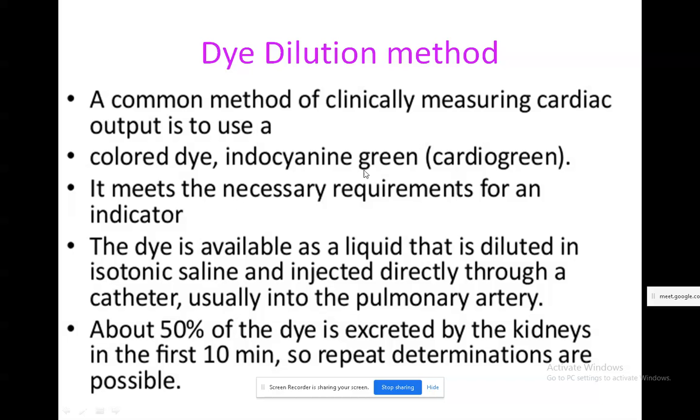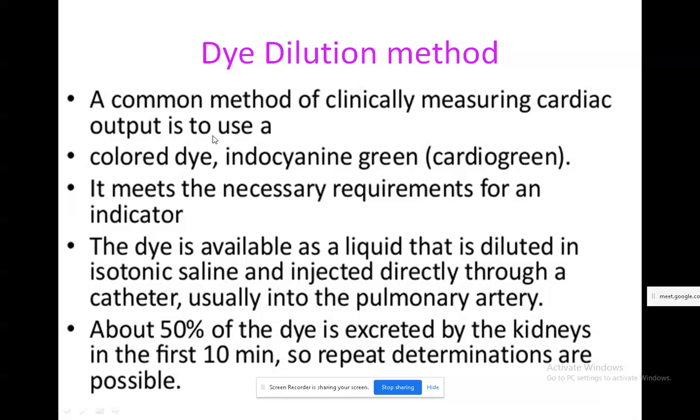Here this indicator, that is the dye, is going to meet the necessary requirements. The dye will be available in liquid form, which will be easily diluted in isotonic saline and injected directly through a catheter. Through the catheter only, you are going to inject into the heart. The injection site is the pulmonary artery. Through the pulmonary artery you are going to inject the colored dye, cardio green.